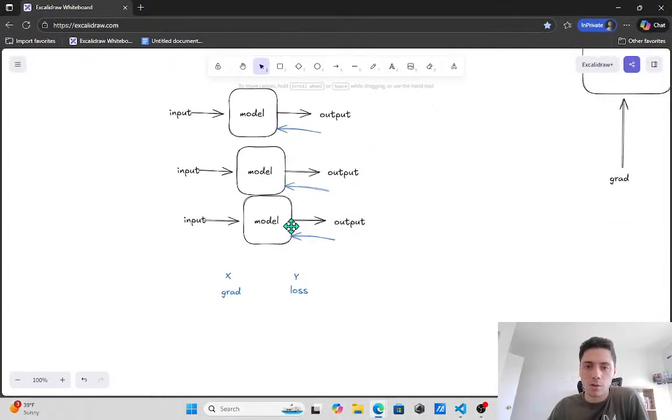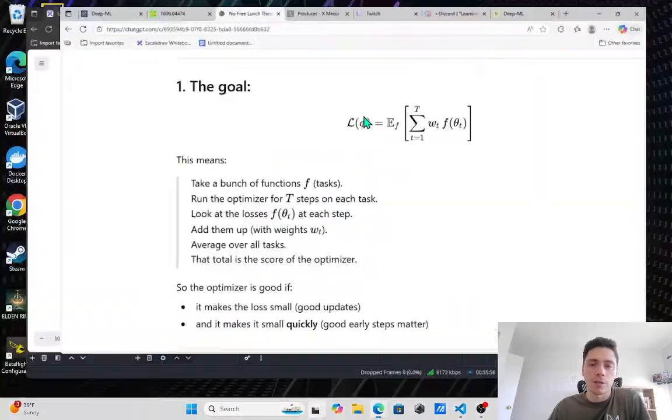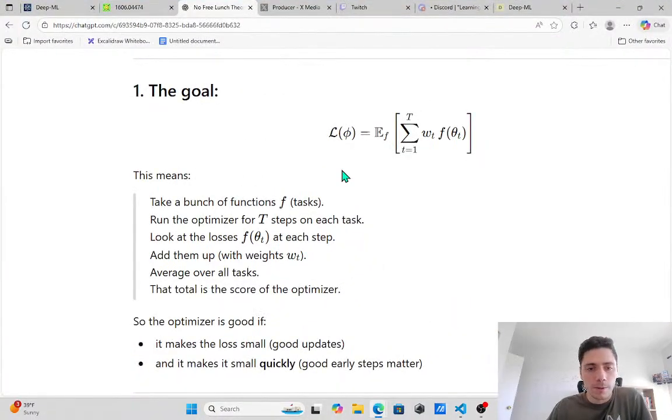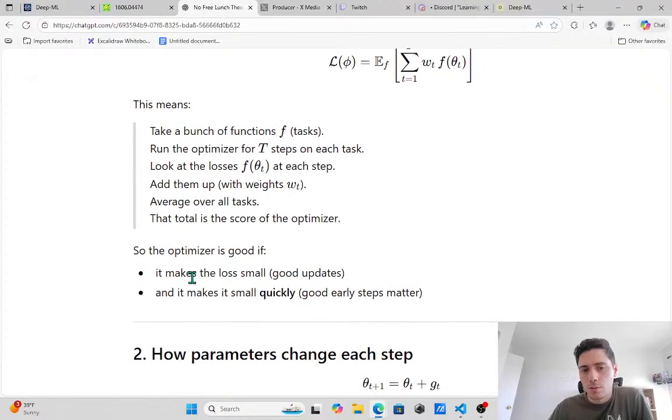You get a loss for... so we input, model, output, backpropagation. We're propagating the loss, so we can basically see how much. Each time we're getting a new loss. We're getting a loss here, a loss here, a loss here, and we're getting different gradients each time. So it's summing those up, averaging over all tasks. Okay. The total is the score of the optimizer. So that's how good your optimizer is.